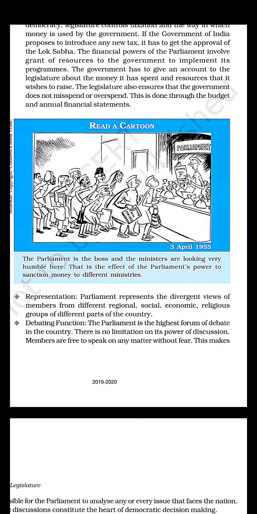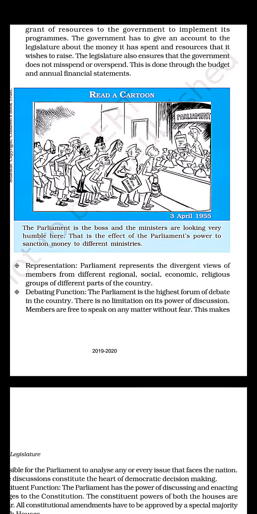Representation. Next function is representation. Parliament represents the divergent views of members from different regional, social, economic, religious groups of different parts of the country, because parliament is a platform where people send their representatives to discuss their problems, to fulfill their aspirations, कि भाई हम ये चाहते हैं, हमें ये मिलना चाहिए.